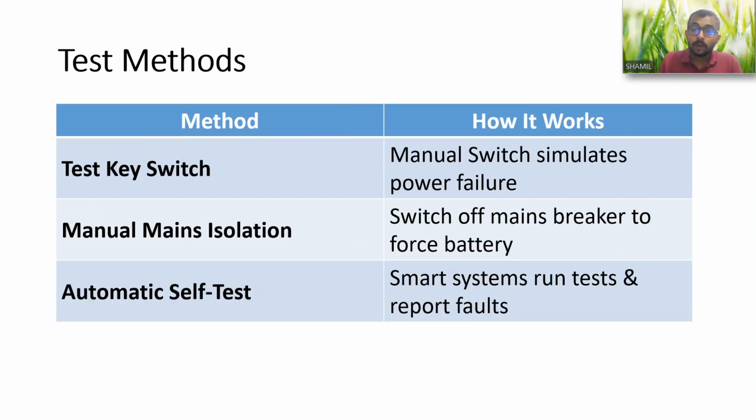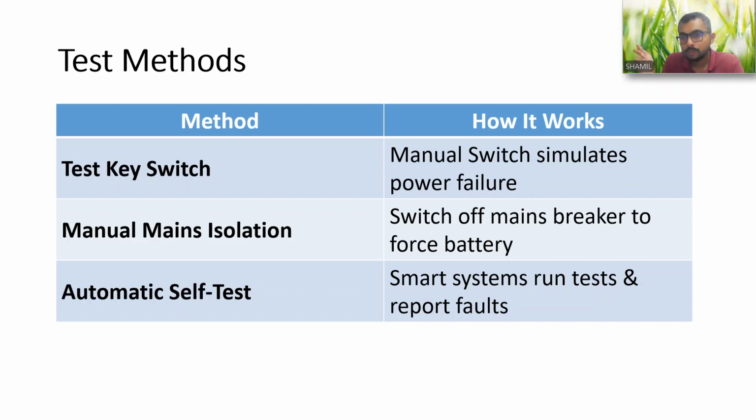Now, what all are the test methods? There are three test methods involved. So we have a test key switch. What happens with the test key switch is that it is a manual switch which will simulate the power failure. When you switch off the switch, the power failure is simulated and then the lights will be operating. That is the test key switch. Then the second one is the manual mains switch.